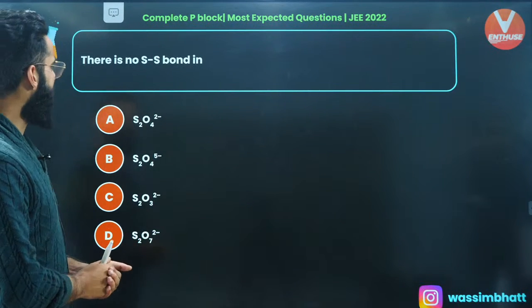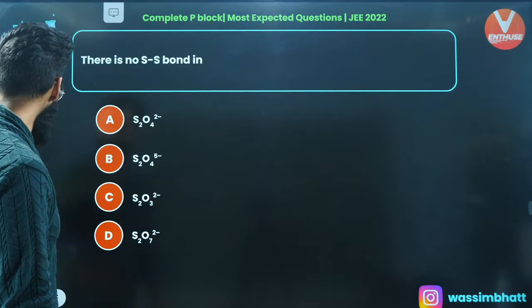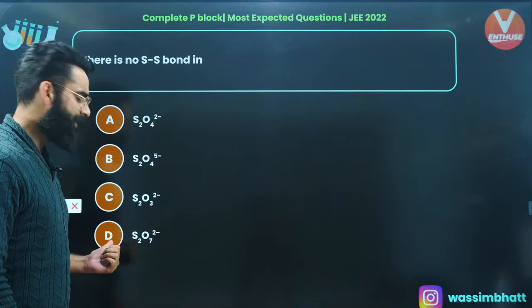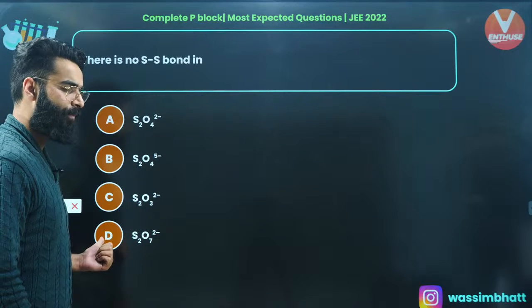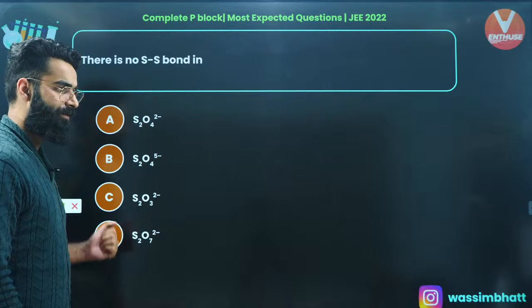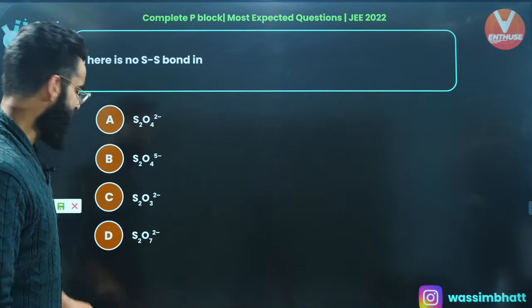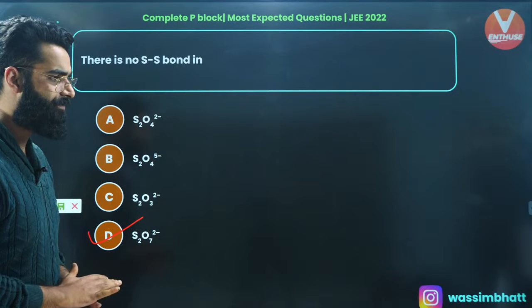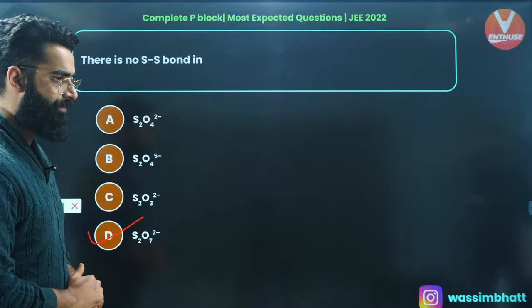All right, there is no SS bond present in... Where do you not see the SS bond? It is absolutely going to be what, people? Let me know fast in the chats. I'm looking at your chats only. What do you think about this one? There is no SS bond present. Wherein there isn't the SS bond present. Is it going to be S2O7 dinegative? Right? I'm sure.